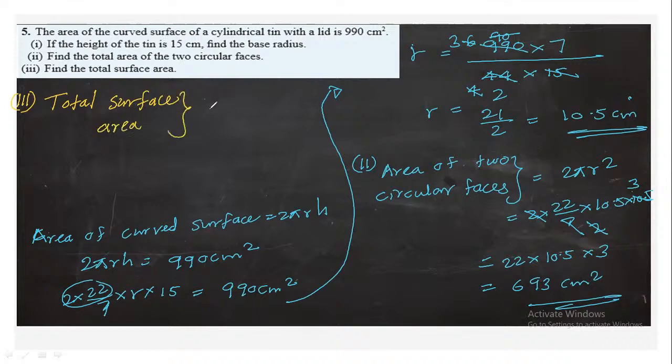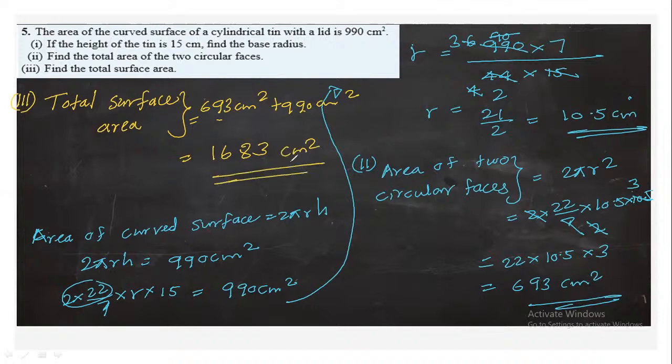It means two circular parts: 693 square centimeter plus curved surface 990 square centimeter. All together, 3, 9 and 9, 18, 1 remaining, 16: 1683 square centimeter. This is the total surface area. Next question.